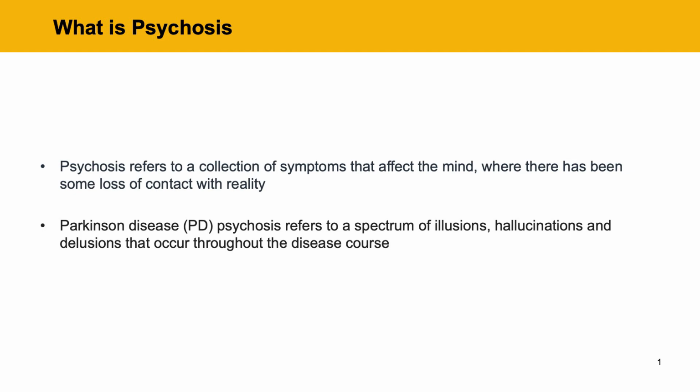So the biggest question is, what is psychosis? Psychosis basically refers to a constellation of symptoms that affects the mind and causes some loss of contact with reality. Parkinson's disease psychosis, which is our topic today, refers to a spectrum of illusions, hallucinations, and delusions that occur throughout the disease course, but typically we expect them to happen later in the disease course of Parkinson's disease.